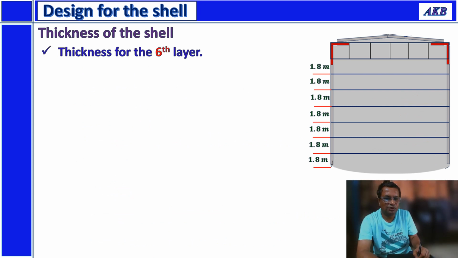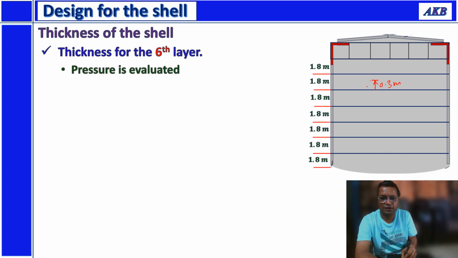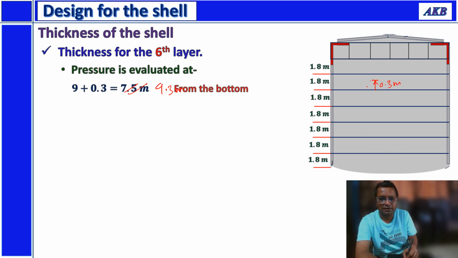Sixth layer, that means you are talking about this layer. We are going to calculate pressure at a distance of 0.3 meter from the base of this layer. So pressure is evaluated at, what is the distance? It will be 9 plus 0.3. That is, distance will be 9.3 meter. Okay. And this will be measured from the bottom of the vessel.